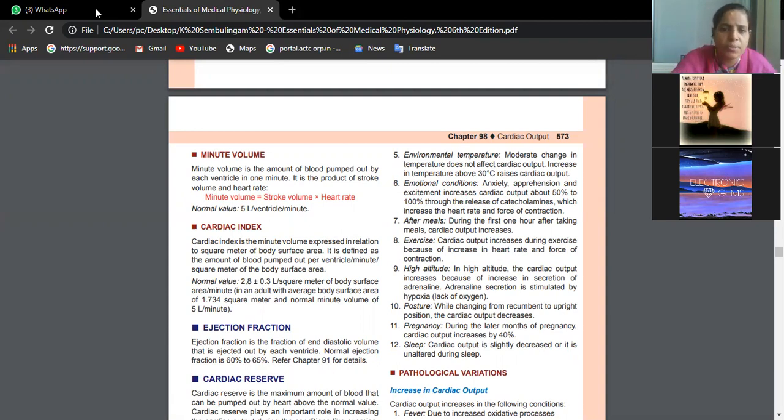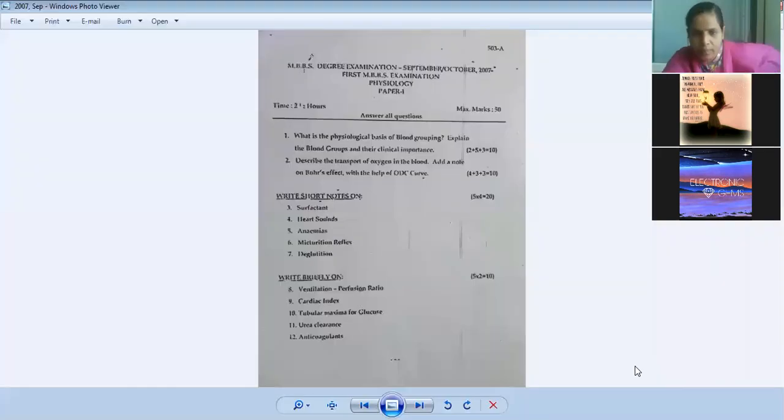Normal composition of the urine. The renal threshold is 180 milligram per deciliter. Okay, very good. Urea clearance: what is the formula? Clearance test, C equals U into V by P. We have already discussed this. C is UV by P.